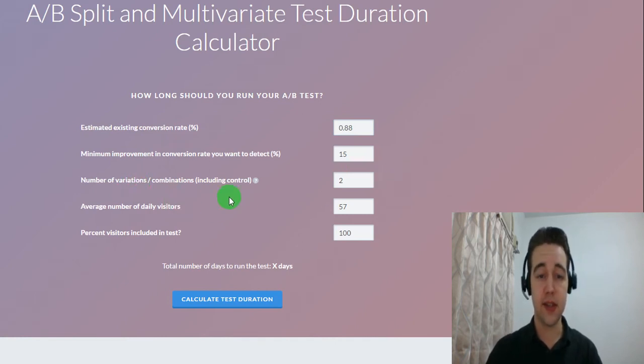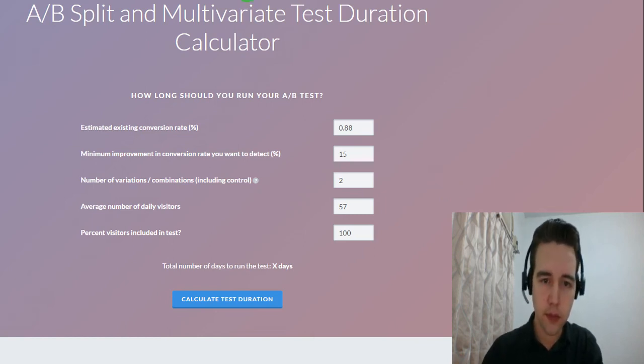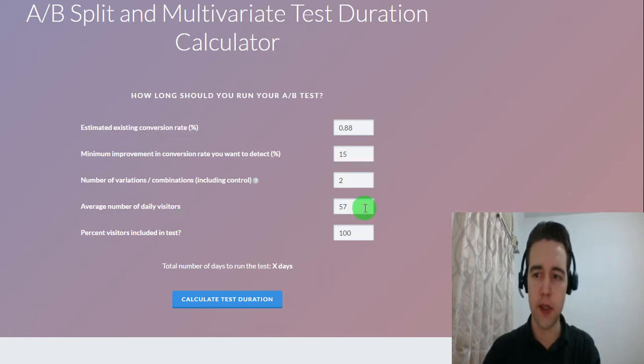Then we're just testing two variations. We don't need that much of a sample. So let's say some test would be fairly obvious that it will bring better results. Then we can test two and find out which one is better. You can increase variations as well, but that will radically increase the time it takes for you to find statistically significant results. Then there is the average number of daily visitors, which for this site was 67.